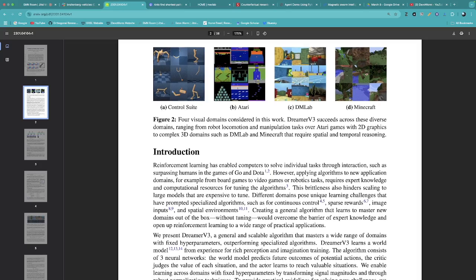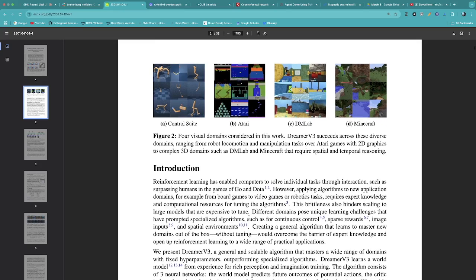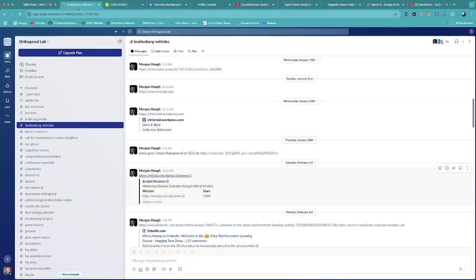So creating a general algorithm that learns to master new domains out of the box without tuning would overcome the barrier of expert knowledge and open up reinforcement learning to a wide range of practical applications. They're really trying to impart expert knowledge into these models, separate from a training context. If we train the model on some data, it's separate from this world model that it acquires. Because when humans learn, we can learn new situations and new contexts. In fact, we're always learning new situations and contexts. We have this world model that we integrate a lot of that into.